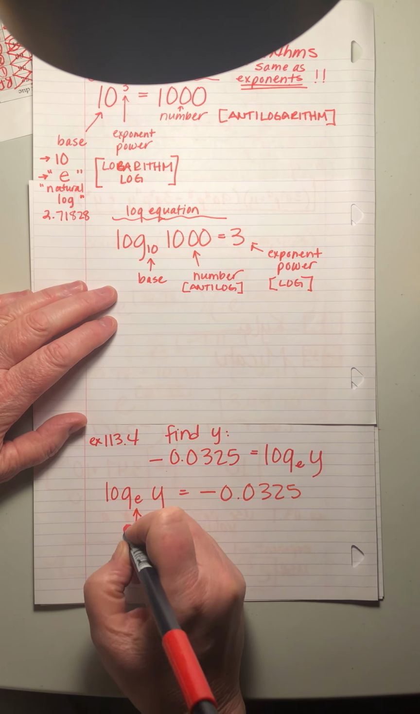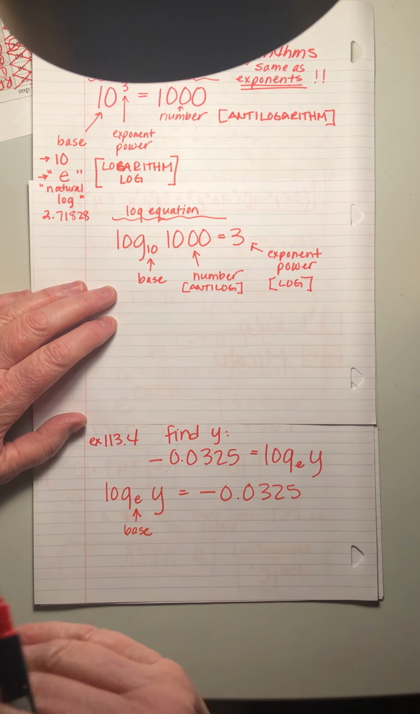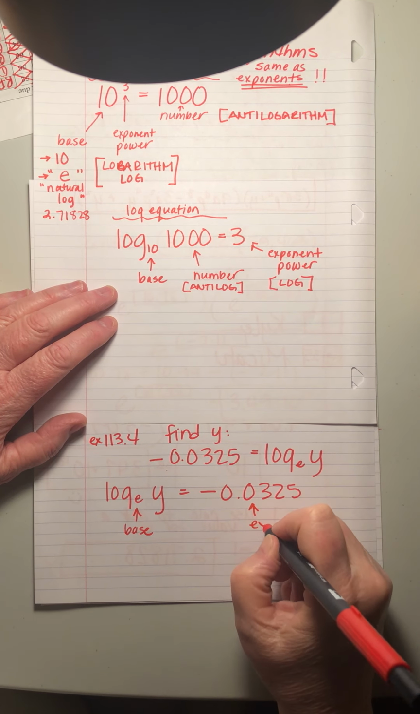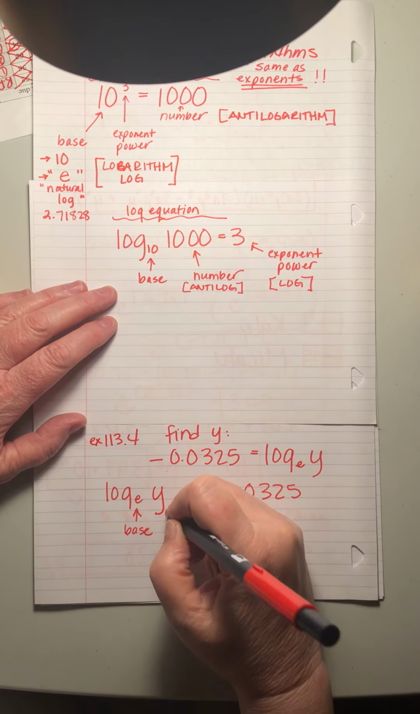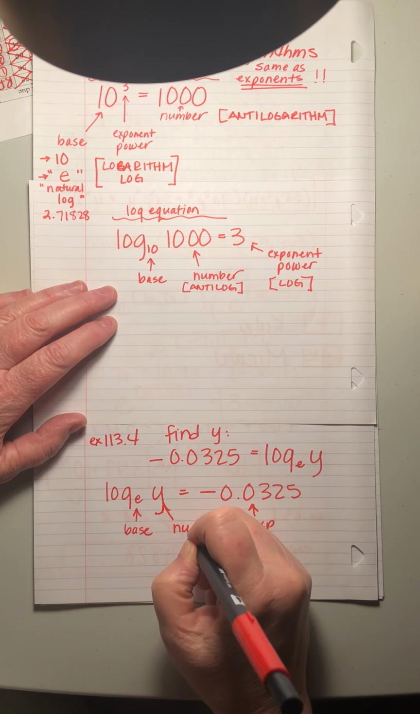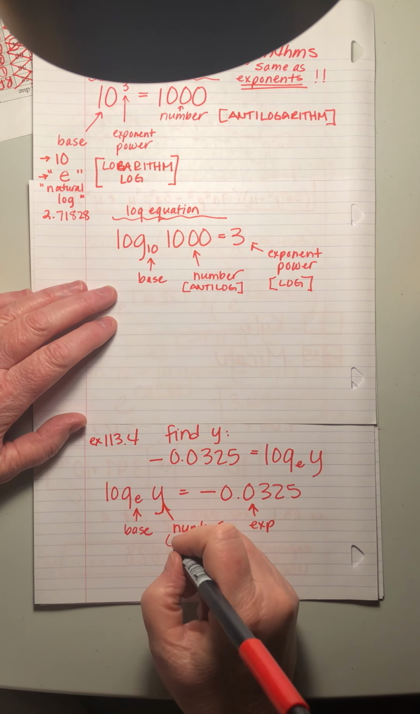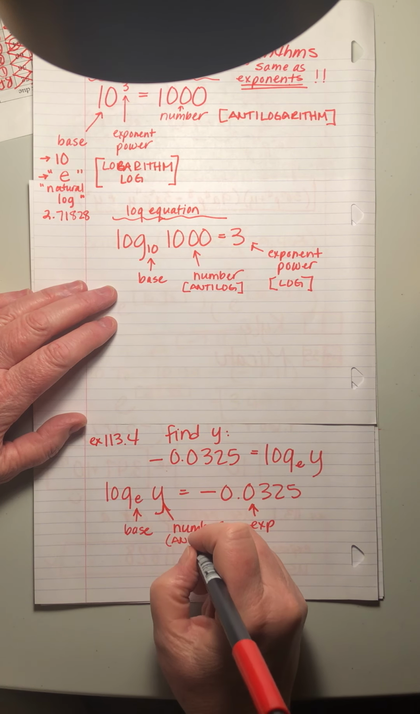So our base is E, so we know which row of buttons to use on the calculator. This number represents the exponent, or the log, and this is the number, right, that we get when we put it on. And we also call that the anti-log.